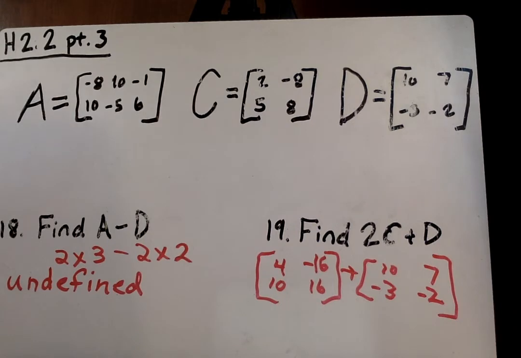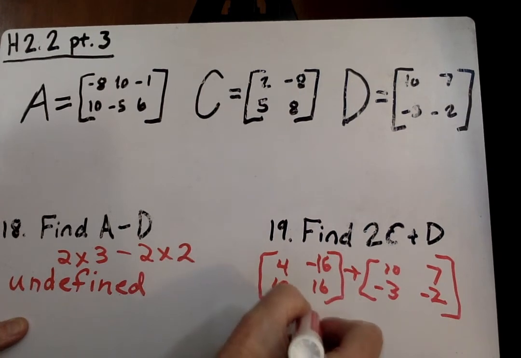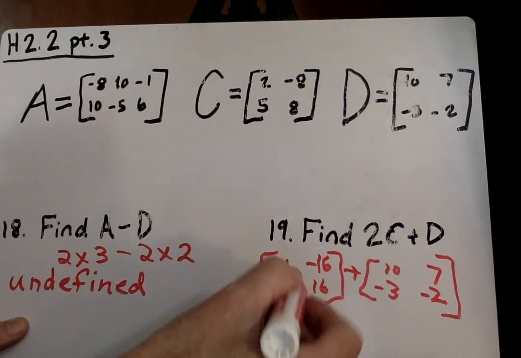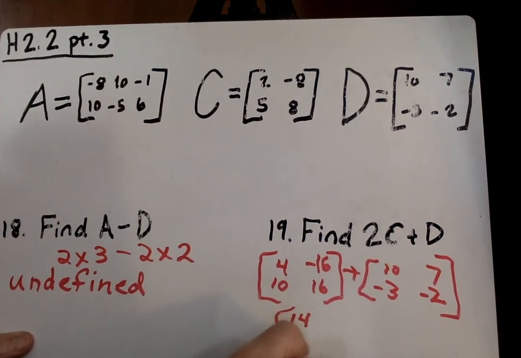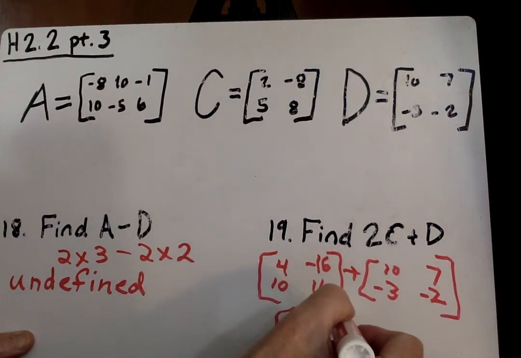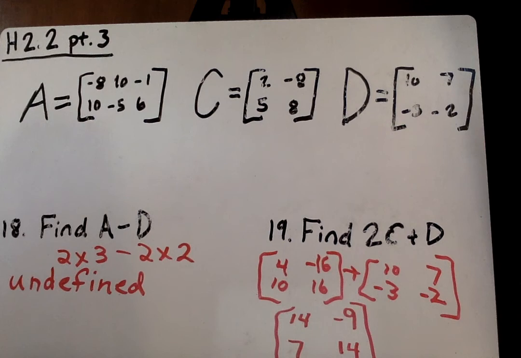Okay, number 19. So we go ahead and add that. 4 plus 10 is 14. And again, both of them are 2 by 2s, so they can be added. 10 plus negative 3 is 7. Negative 16 plus 7 is negative 9. 16 plus negative 2 is 14. Okay?